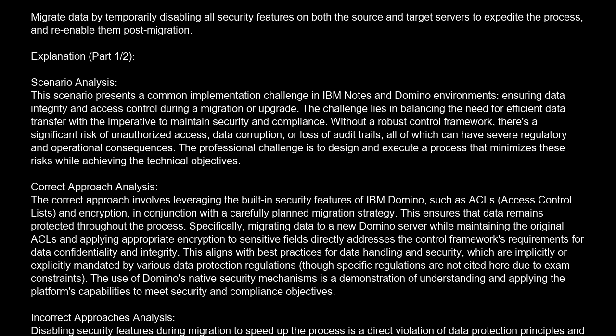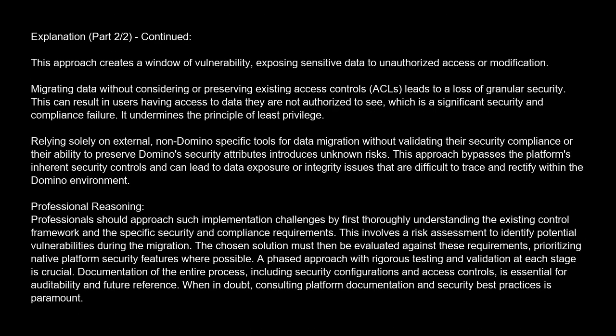Incorrect approaches analysis. Disabling security features during migration to speed up the process is a direct violation of data protection principles and would likely contravene any applicable regulatory or ethical guidelines concerning data security. This approach creates a window of vulnerability, exposing sensitive data to unauthorized access or modification. Migrating data without considering or preserving existing access controls, ACL, leads to a loss of granular security. This can result in users having access to data they are not authorized to see, which is a significant security and compliance failure. It undermines the principle of least privilege.